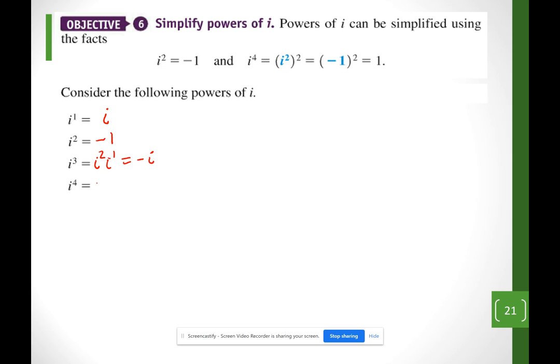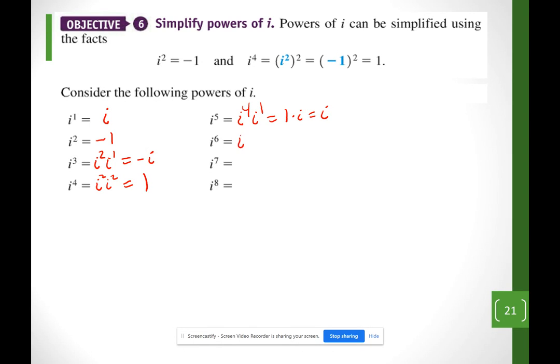i to the 4th can be broken down as i squared times i squared. I know i squared is -1, so I have -1 times -1, basically +1. Let me take a look at other cases. What if I have i to the 5th? That is i to the 4th times i to the 1. I know i to the 4th is 1, as you're going to see from my previous list. That is just i.